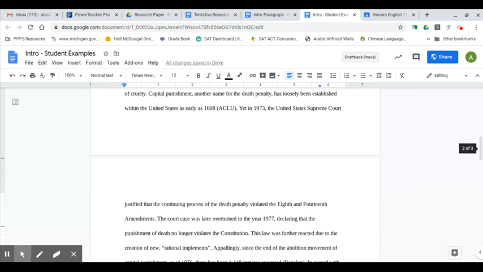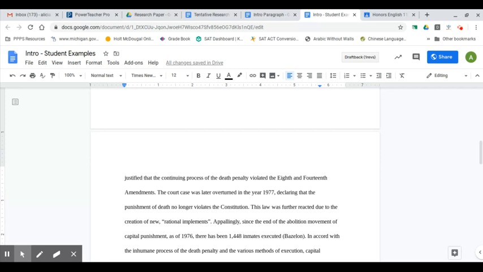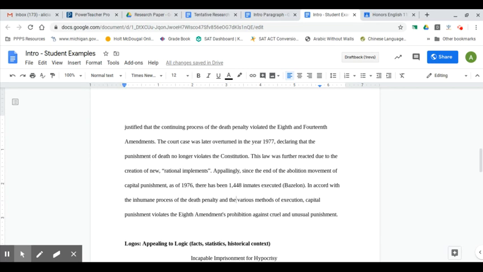Capital punishment, another name for the death penalty, has loosely been established within the United States as early as 1608. Yet in 1973, the United States Supreme Court justified that the continuing process of the death penalty violated the 8th and 14th Amendments. The court case was later overturned in the year 1977, declaring that the punishment of death no longer violates the Constitution. This law was further reacted due to the creation of new rational implements.